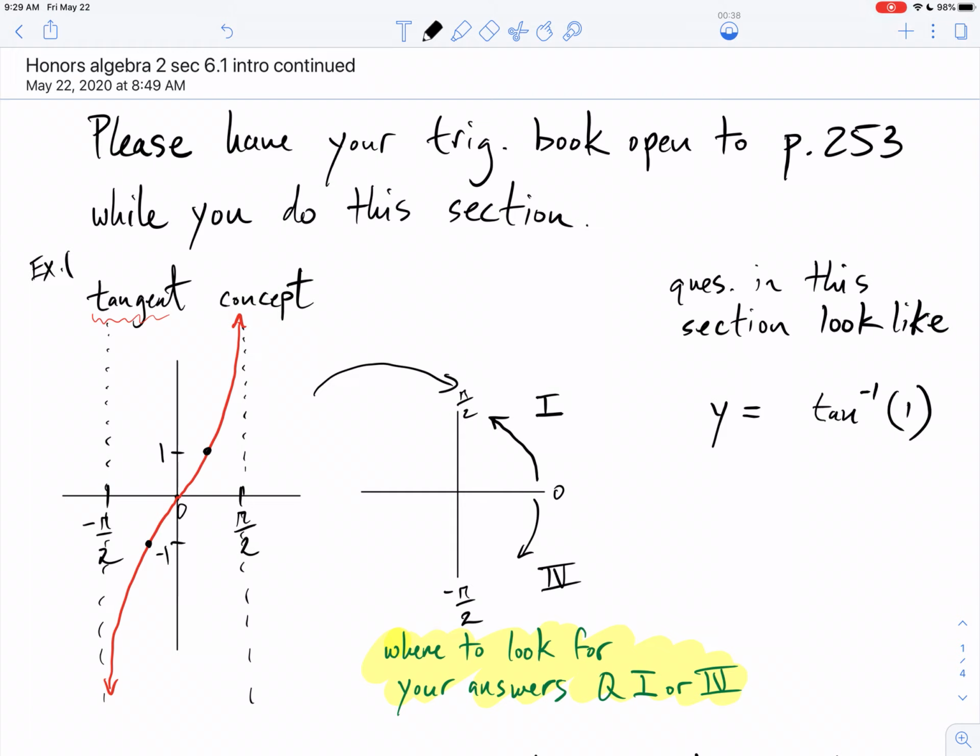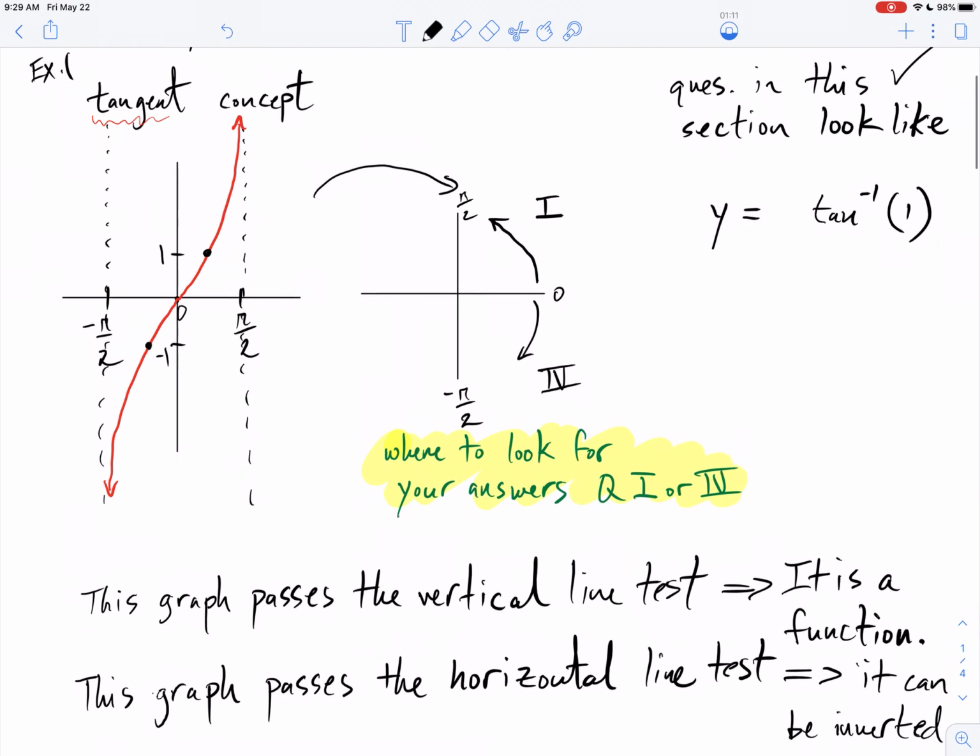But I have a couple examples here that are long-winded, but I want you to really get this idea about what makes something invertible. Now, here's what the questions in this section are going to look like. They're going to look just like this over here, where it says y equals tan inverse of 1. Well, let's look at what the tangent inverse is based on. So here we go. I wrote this down at the bottom.